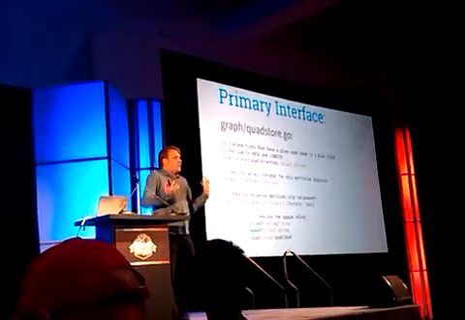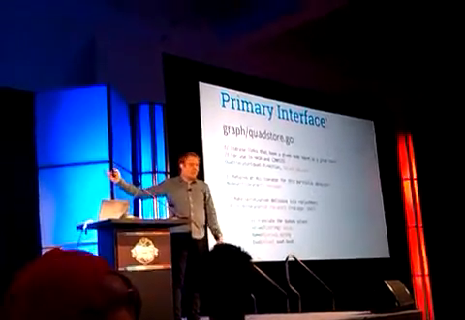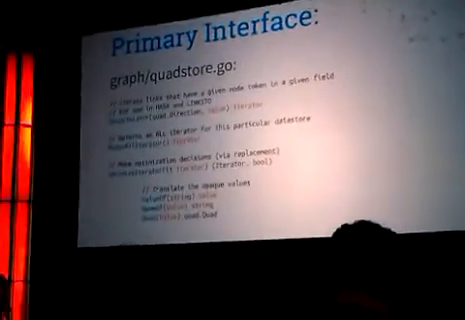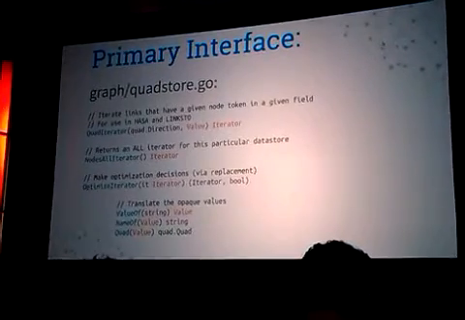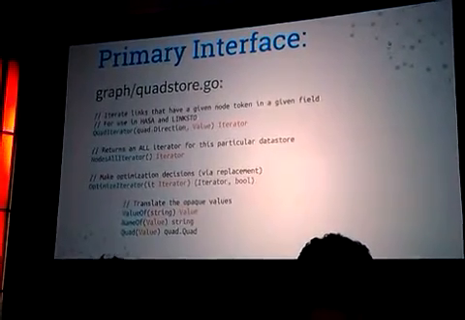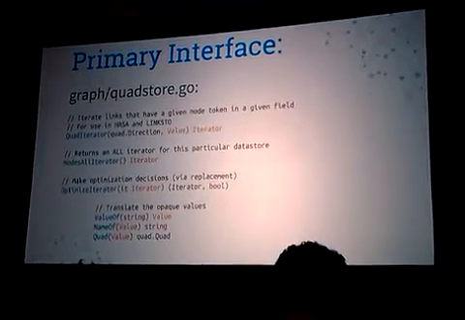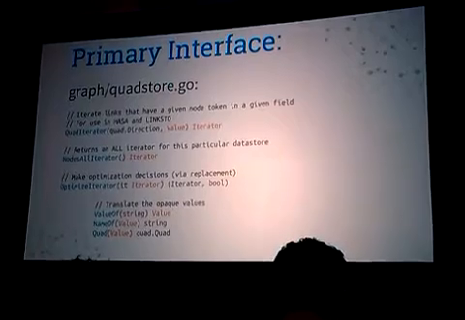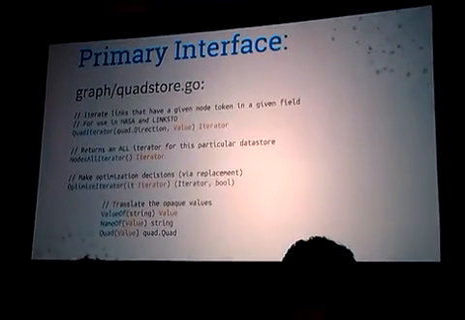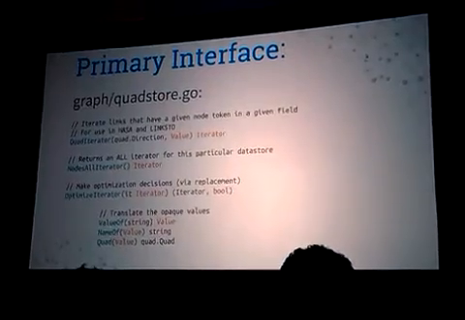So the primary interface for quad stores is something like this. Obviously these are more fleshed out. I didn't have the full space on the slide to fill it up. But quad iterators give me all quads with this value in this particular field. Nodes all iterators just give me everything. Optimize iterators is an opportunity for the backend to replace iterators. And then translate these opaque values: here's a string, give me the opaque value, and from the opaque value give me the string, and so on.